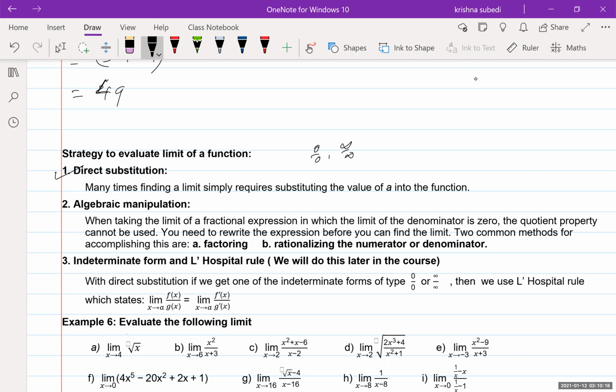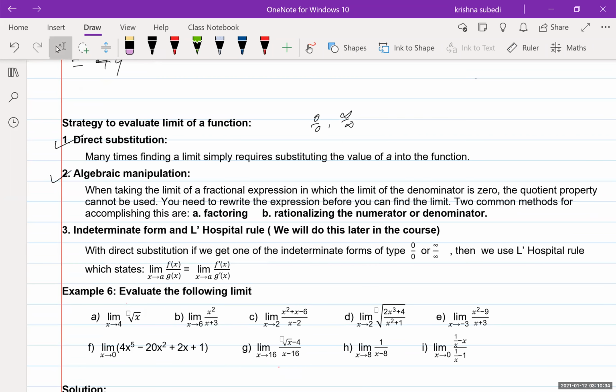One is by algebraic manipulation. In the previous example, we factorized it and noticed that one factor can be canceled, then we canceled that factor and plugged in the value, and we got the answer. That's one way. Sometimes that is not possible. You cannot factorize, you cannot do any algebra. In that case, we will be using L'Hopital's rule, and like I said earlier, we'll do this at the end of the course.